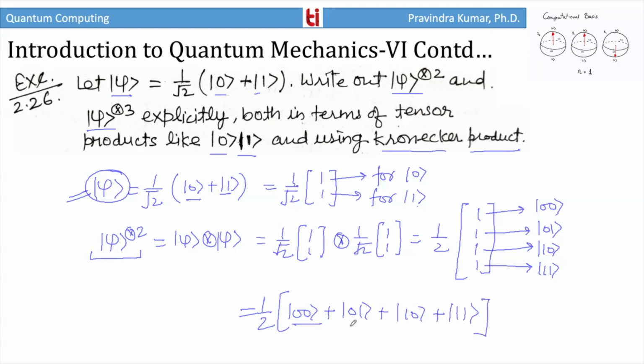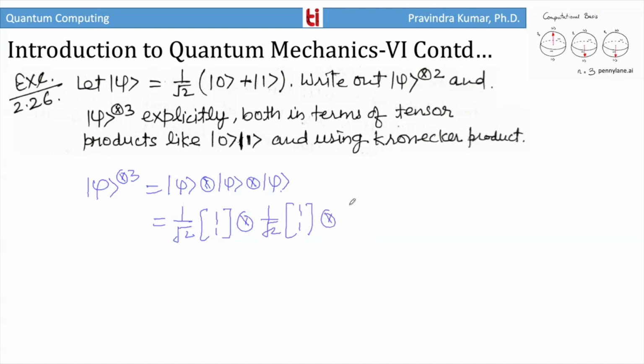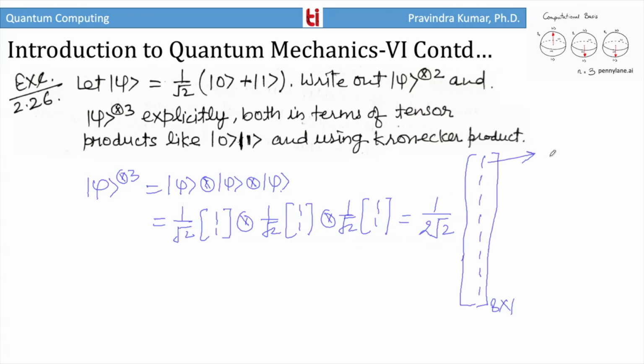So there are four bases in the tensor product of order 2. Similarly, the tensor product with itself three times means the tensor product is this, and this will be 1 by root 2 (1, 1) tensor 1 by root 2 (1, 1) tensor 1 by root 2 (1, 1). So we will get here 1 by 2 root 2, and it will be of size 8 by 1, with entries 1 1 1 1, and there are eight bases for this tensor product.